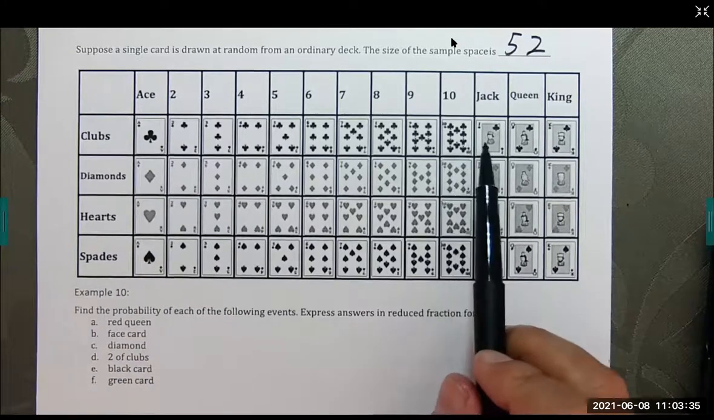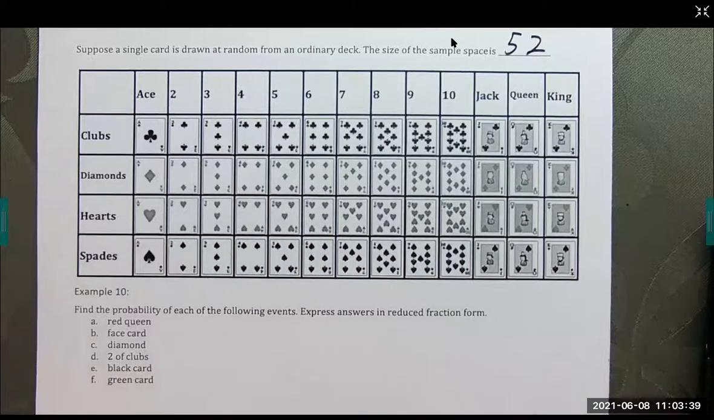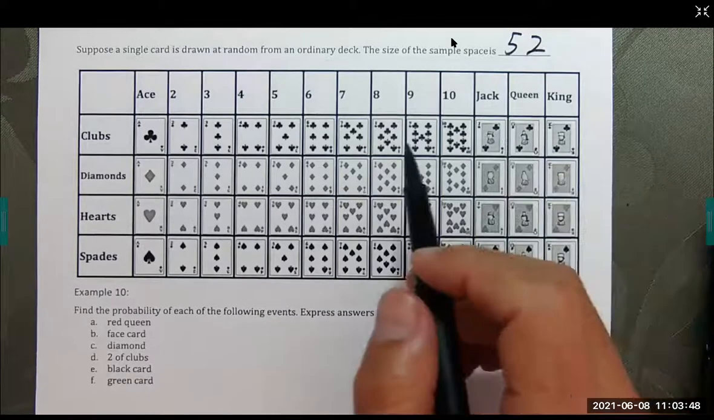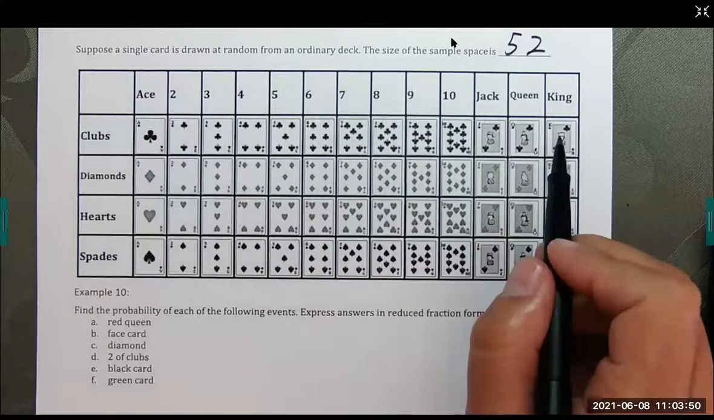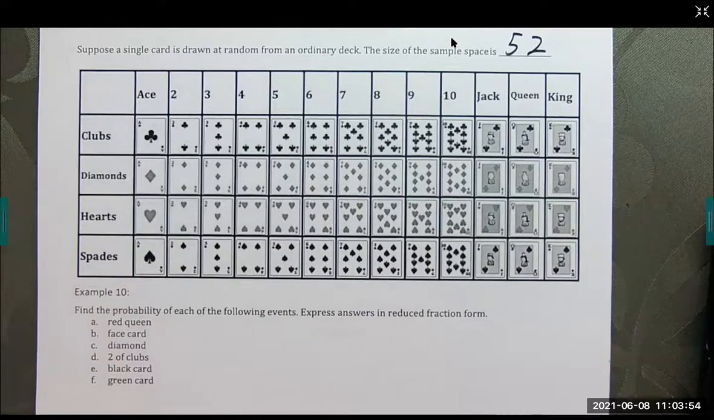And then on top of that, we have Jack, Queen, King. These are called the royal or the face cards. In England, they're called the royal cards. Here, they're called face cards in the US. And with these, that makes up a total of 13 cards in each suit.